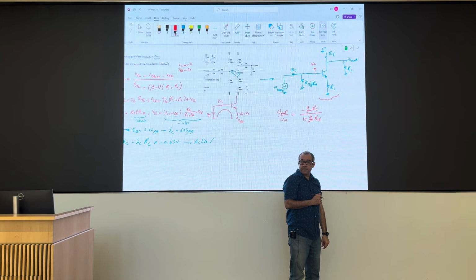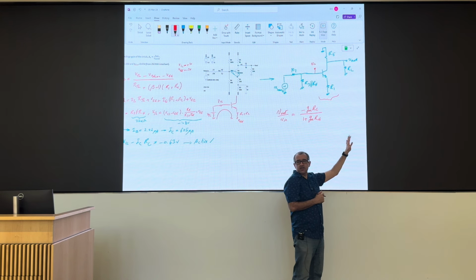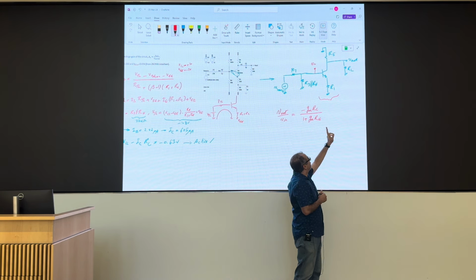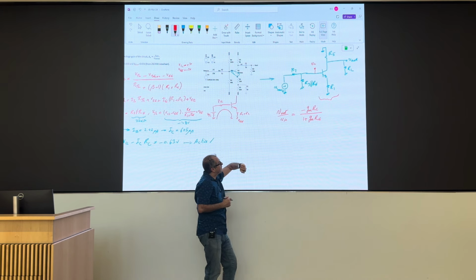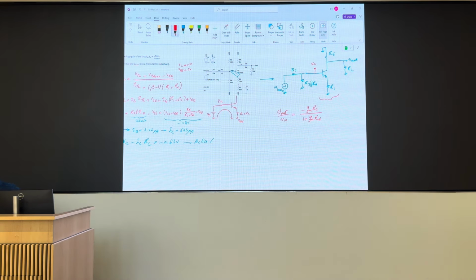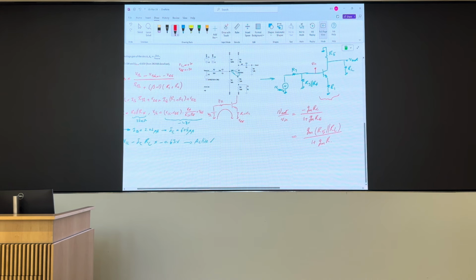Or you can connect it later. I'll show you what happens if you connect it later. But for now, you can combine them and say V out is just gm times V pi times R5 in parallel with RL, if you want to do the small signal analysis. So RC is R5 in parallel with RL, RE is R1, and I'm done. And because it's a common emitter, I always remember that the gain is negative.